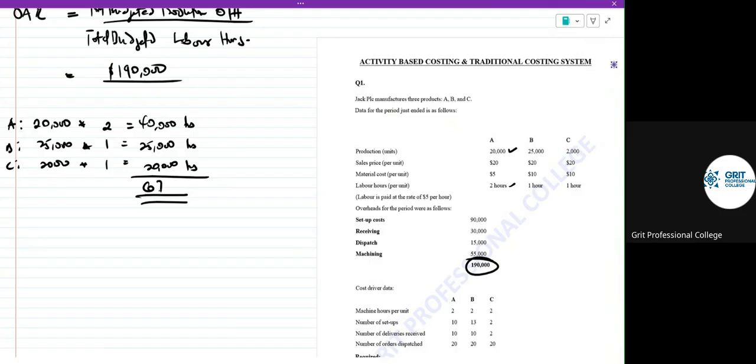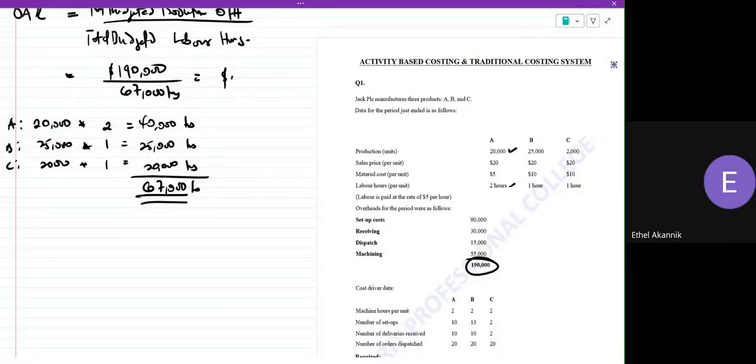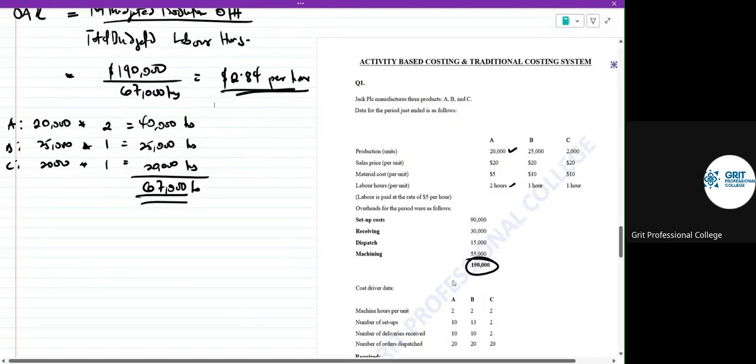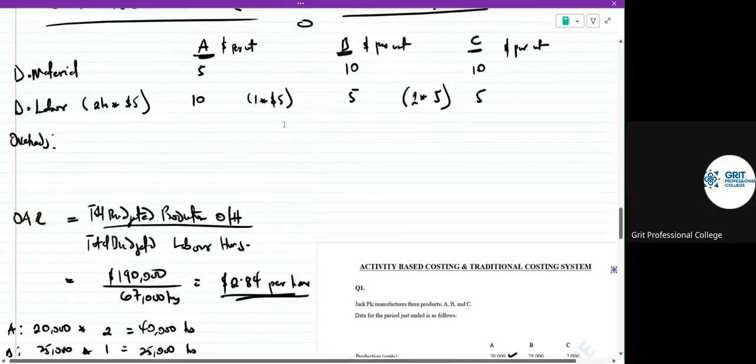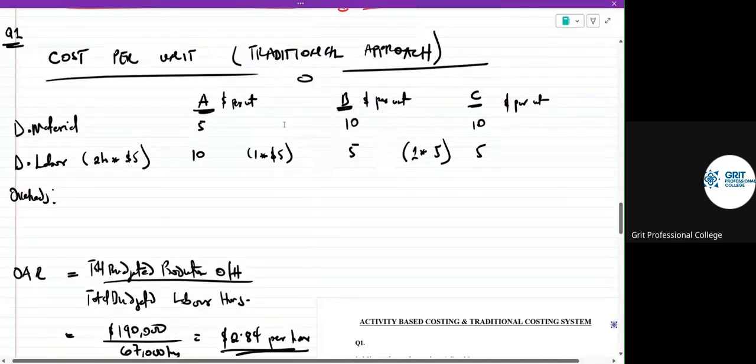67,000 hours. So you divide the overhead by the 67,000 hours, and that gives us an OAR of 2.836. So 2.84 per hour. So this is a rate. And since the rate is per hour, it means we will need to use the hours that they work to charge or absorb this rate into what?